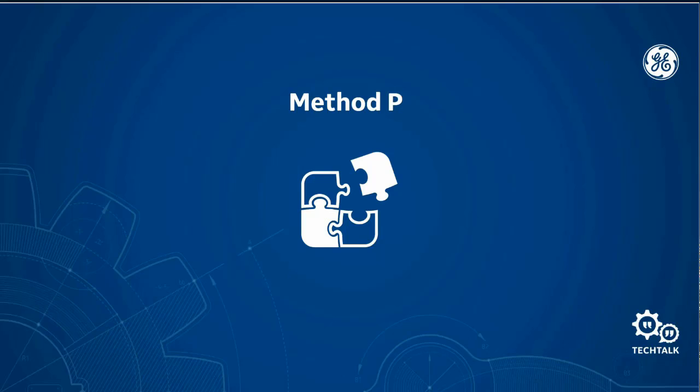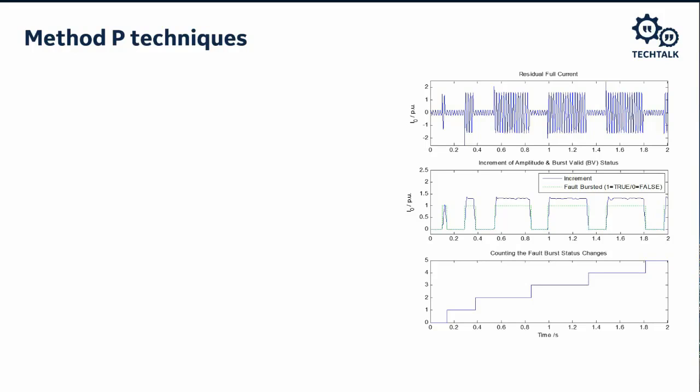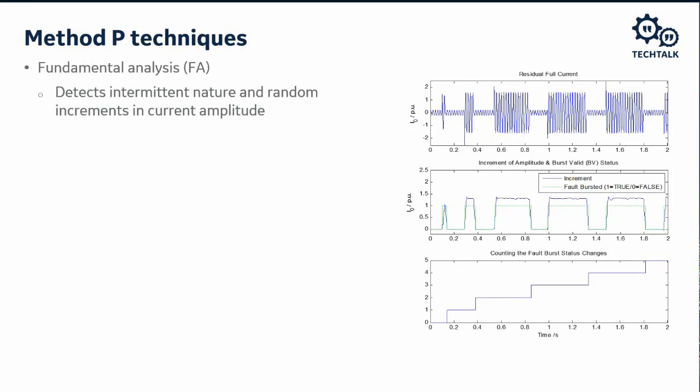Now let's dive deeply into each of the methods. First, let's learn about Method P in the Agile P14DZ relay. Method P HIF detection evaluates fault current waveform signatures. These waveforms differ from fault to fault and even within the same fault occurrence. Method P uses fundamental analysis to quantify transient bursting, the random changes of amplitude, with counters and timers.